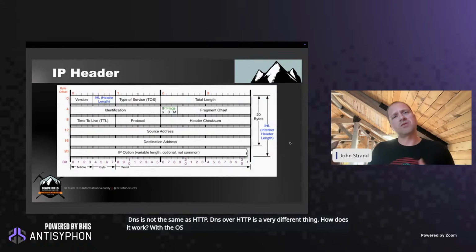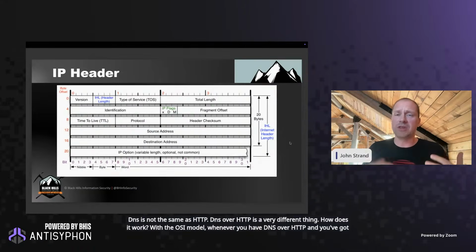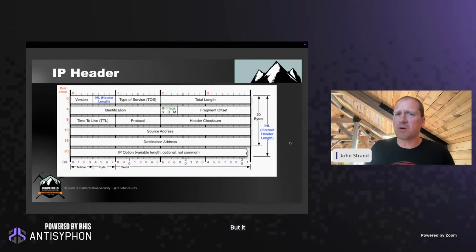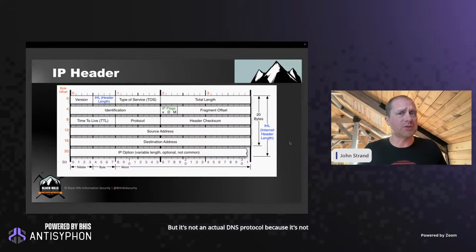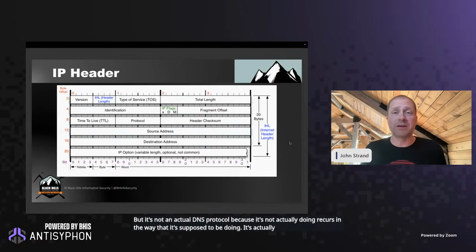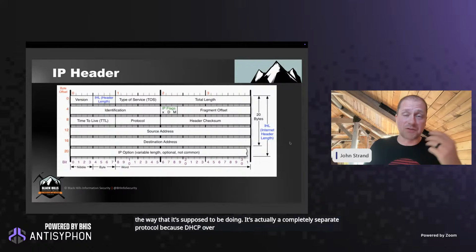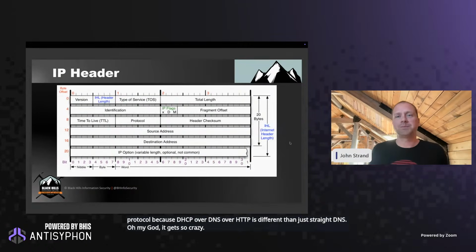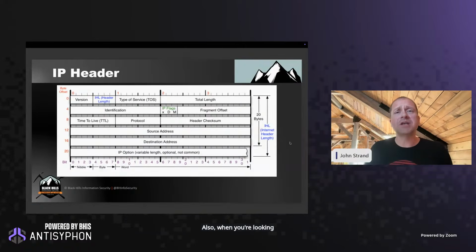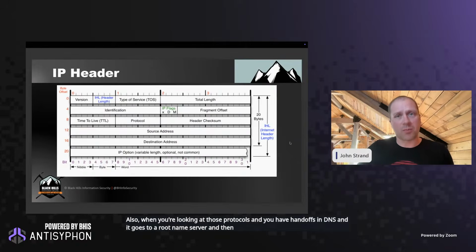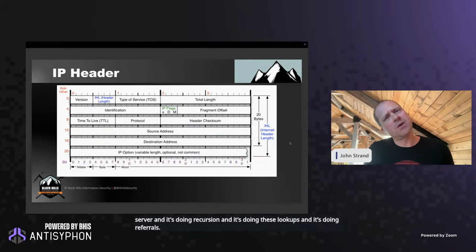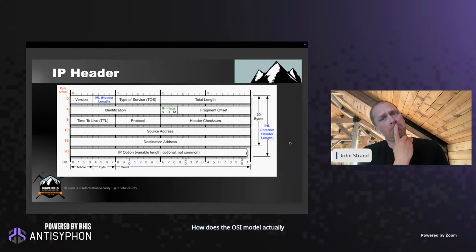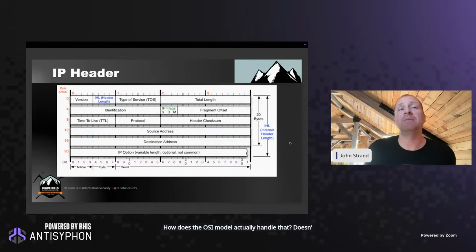Whenever you have DNS over HTTP, you've got this encapsulated protocol within this other protocol, but it's not an actual DNS protocol because it's not actually doing recursion the way that it's supposed to be doing. It's actually a completely separate protocol, because DHCP over DNS over HTTP is different than just straight DNS. Oh my God, it gets so crazy. Also, when you're looking at those protocols and you have handoffs in DNS and it goes to a root name server and then it hands it down to another primary DNS server and it's doing recursion and it's doing these lookups and it's doing referrals, how does the OSI model actually handle that? Doesn't.